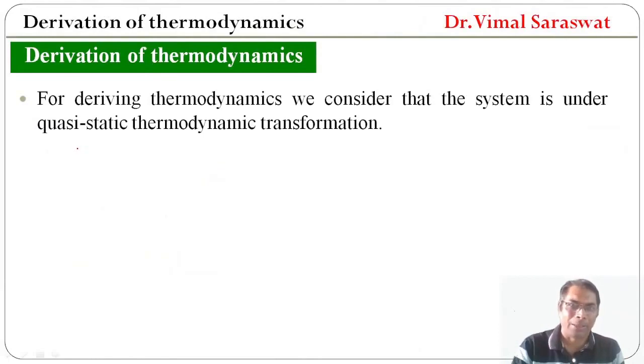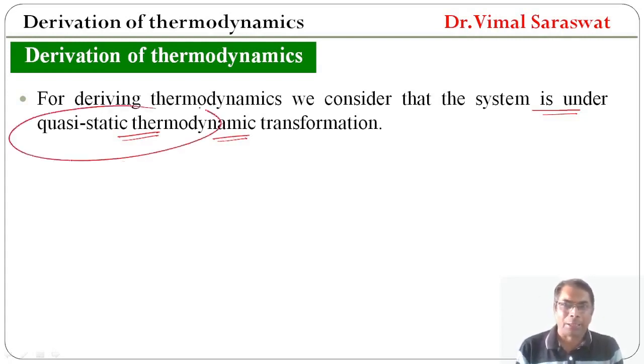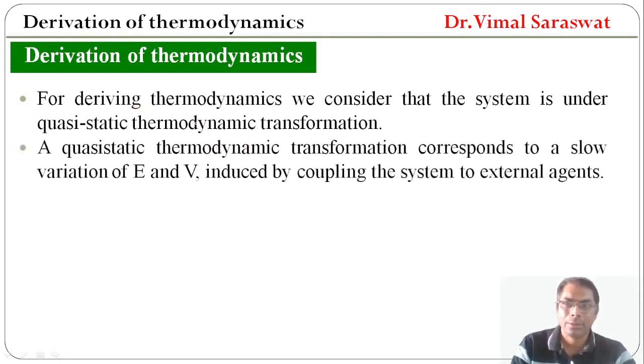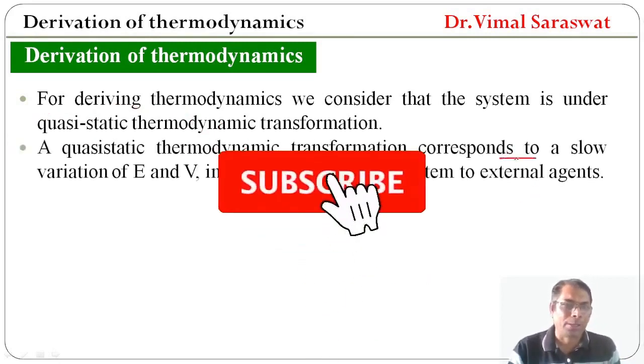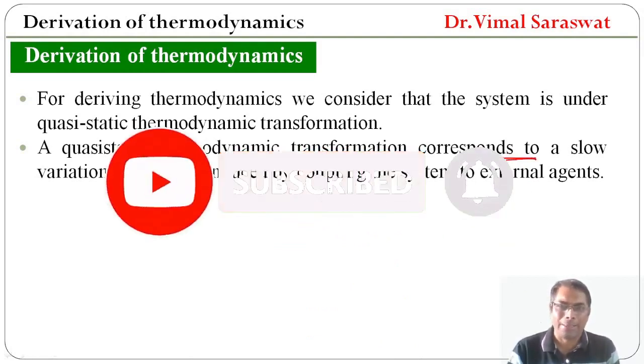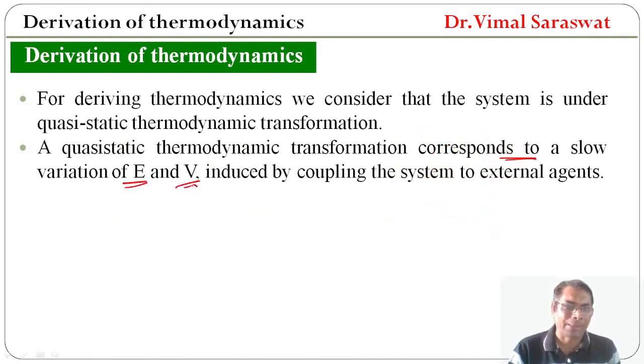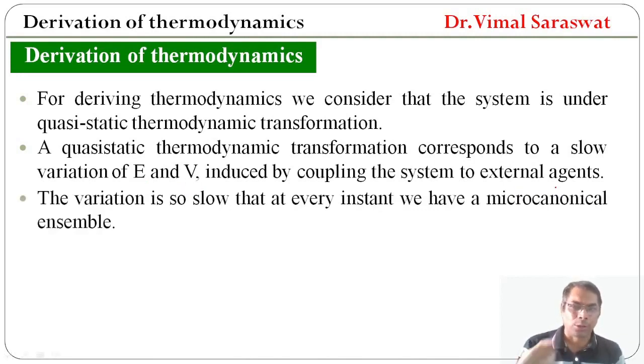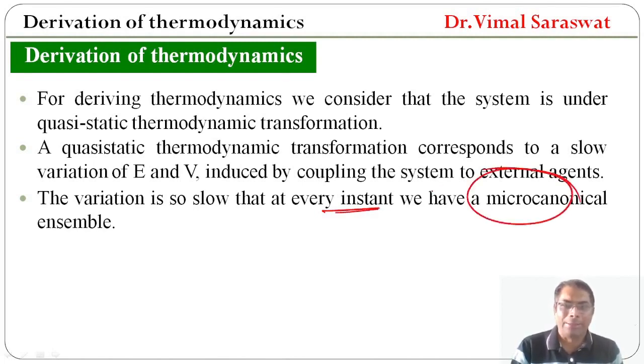For deriving thermodynamics, we consider that the system is under quasi-static thermodynamic transformation. It means this system is neither in static thermodynamic transformation nor in chaotic thermodynamic transformation. It is under quasi-static thermodynamic transformation. A quasi-static thermodynamic transformation corresponds to a slow variation of energy and volume induced by coupling the system to external agents. The variation is so slow that at every instant we have a microcanonical ensemble.